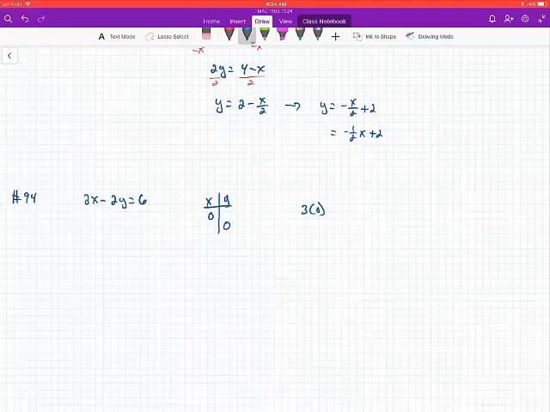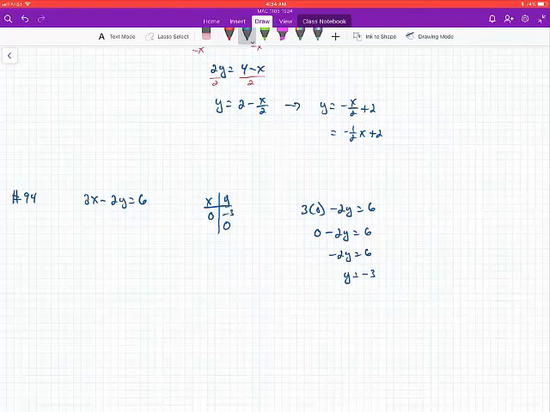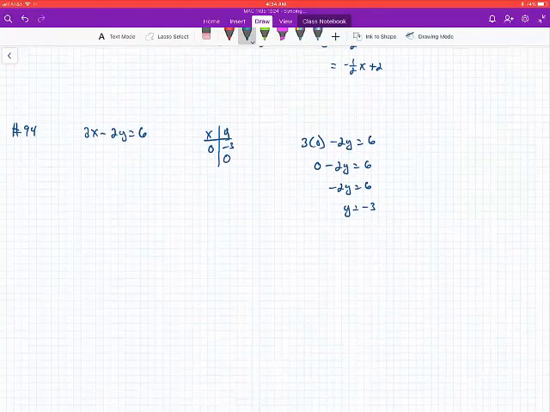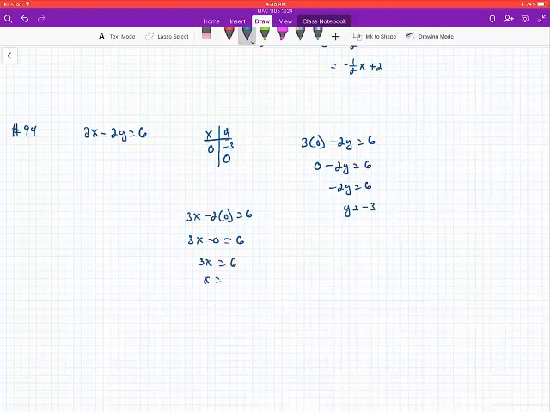So for the first one, if I make x 0, I get 3 times 0 minus 2y is equal to 6, which by virtue of setting x equal to 0, I eliminate that variable. And then here I'm just solving for y, and y is equal to negative 3. So then my y-intercept is 0, negative 3. Now to find my x-intercept, I do the same thing, but instead of the x, I go ahead and set my y equal to 0. You can see the process is fairly straightforward. So those are my two intercepts, 0, negative 3, and 2, 0.